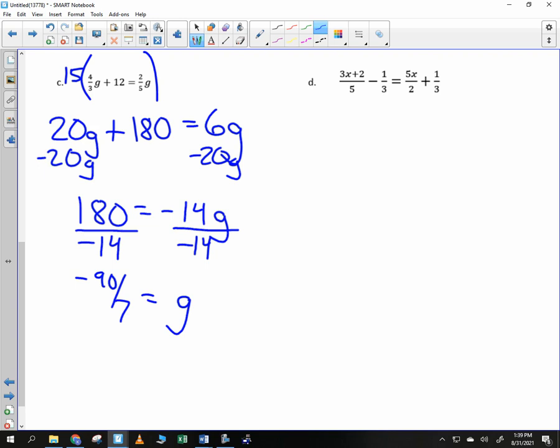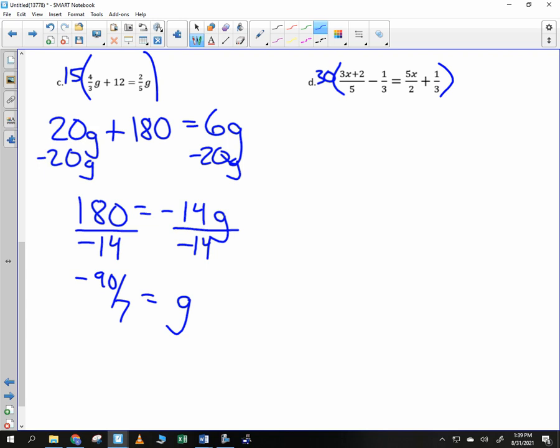So you tell me what number to multiply through by for D in order to get rid of the fractions. 15. 30 works. Should we multiply through by 30? It's a big number, but it'll work.